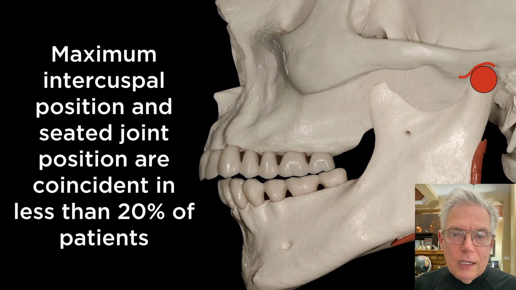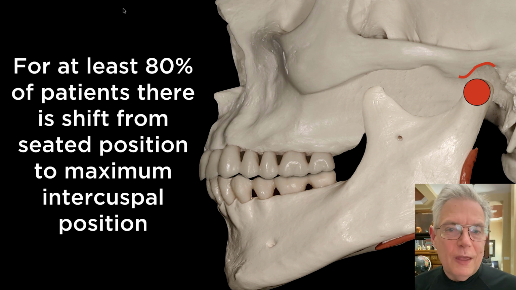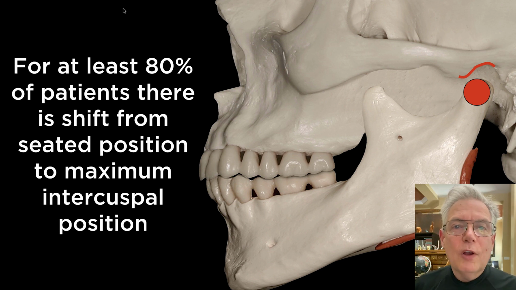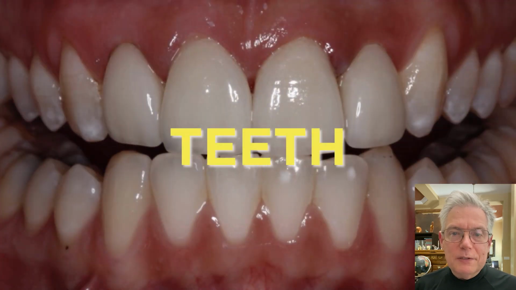Now, here's what I know. If joints are fully seated and people close, they sometimes hit on teeth like this, which means that all their teeth aren't hitting. Okay, less than 20% of people when their joint is fully seated are going to come up and hit, and that's from a number of articles in the literature. Well, let me say it another way. 80% of people are going to have some sort of a shift from that fully seated joint position out to where all the teeth work against each other. Muscles have to position that so that it happens.